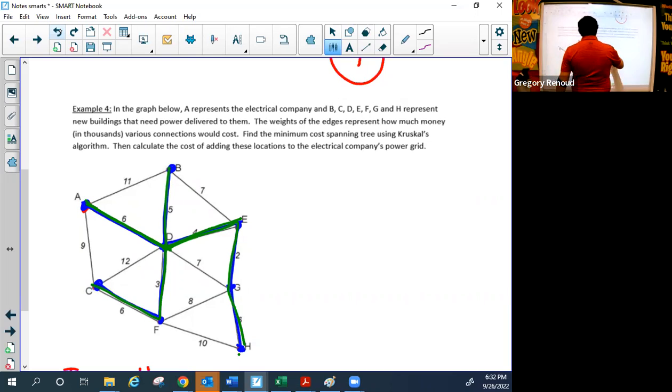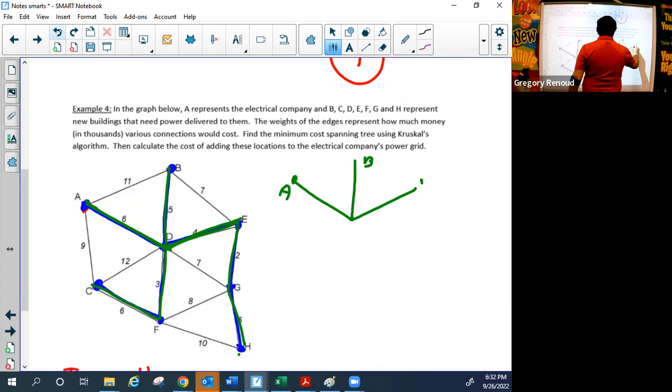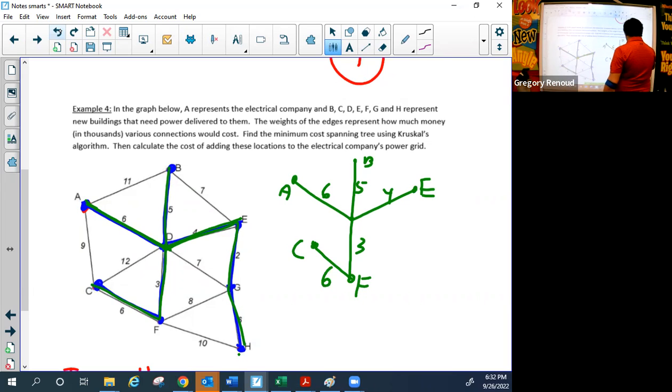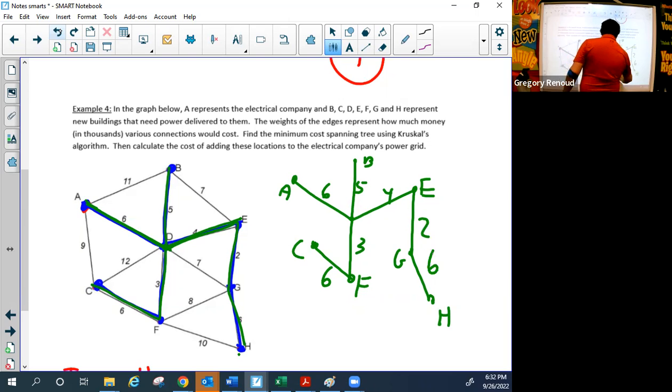So to draw the tree separately, we have A, B, E, 6, 5, 4. And then we have F to C. That was 3, that was 6. E to G to H. That was 2, that was 6. Ultimately, this adds up to 32.